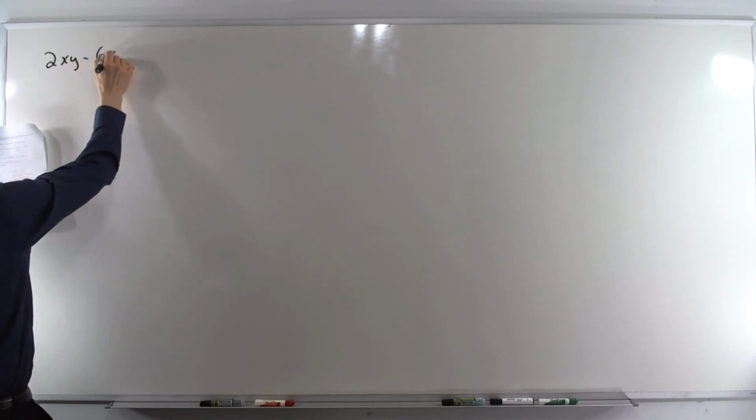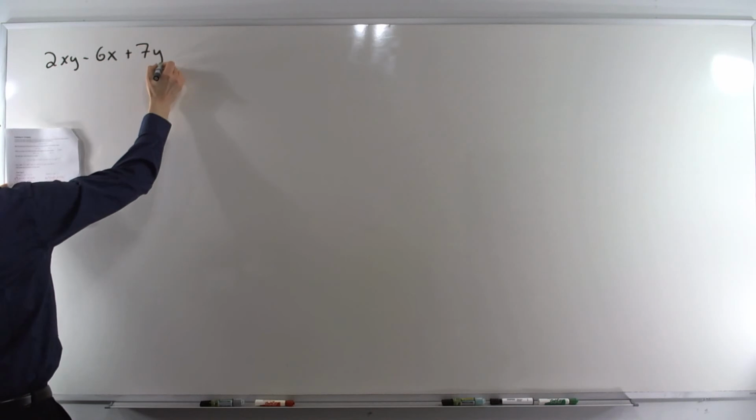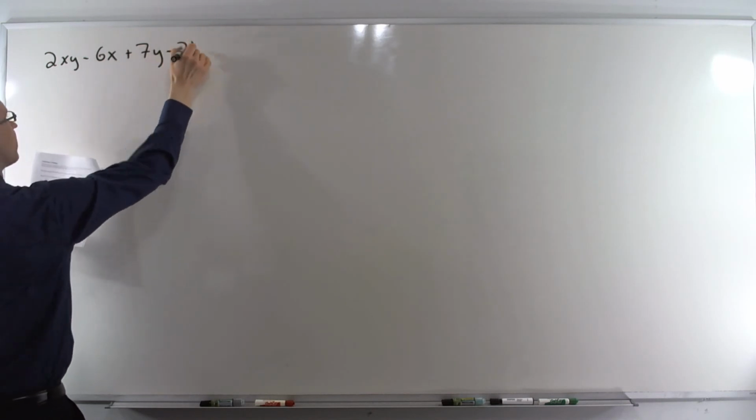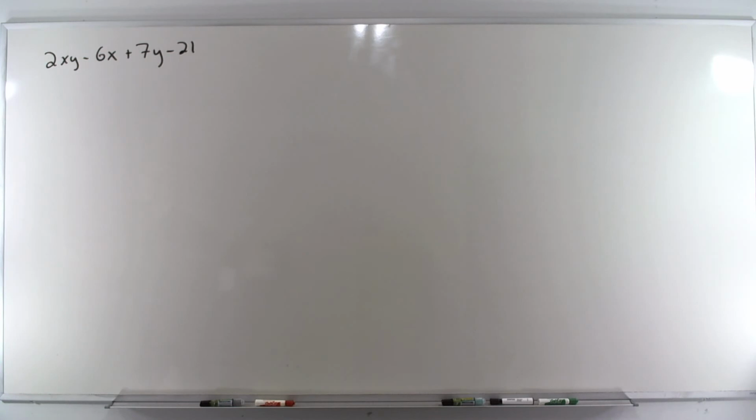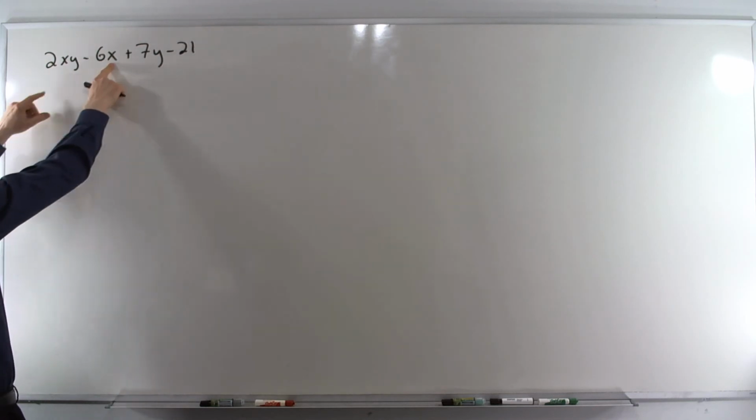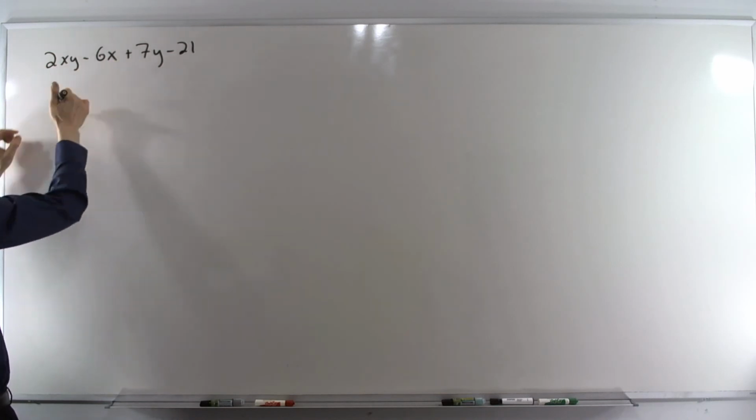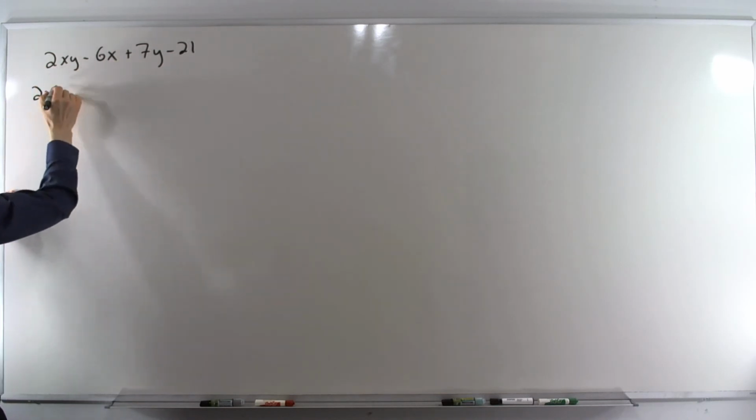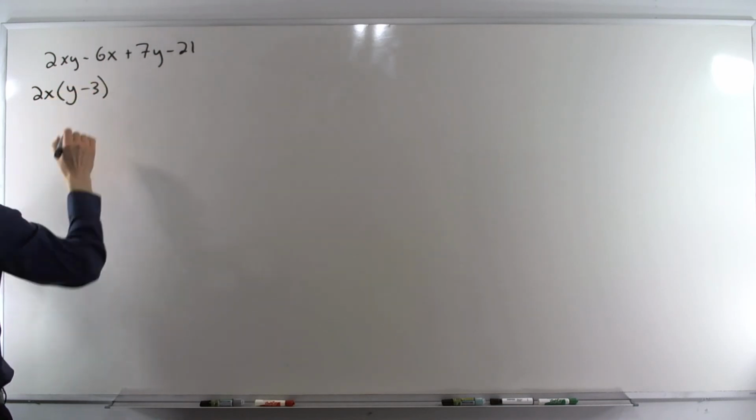Now some polynomials will have more than one variable, and so you've got to be careful to only factor out things that match. So the first one, we've got xy over here, but we will only have x in the second term, so that means we can only factor out an x. And the greatest common factor of 2 and 6 is 2, so we'll factor out 2x from the first two terms. And get y minus 3.